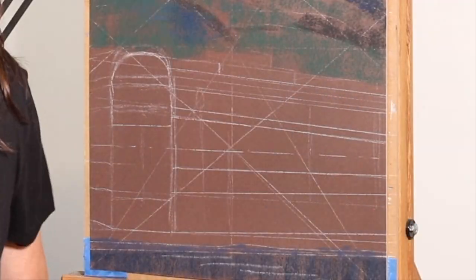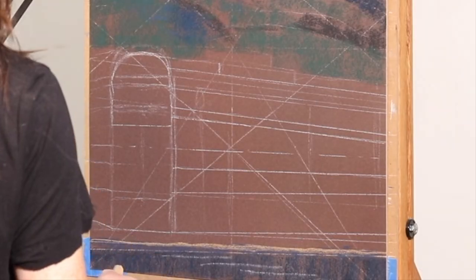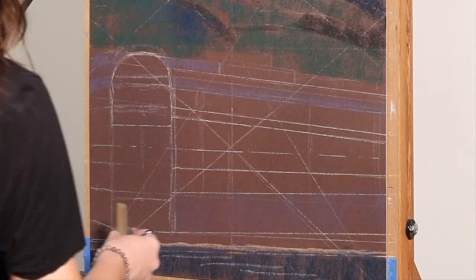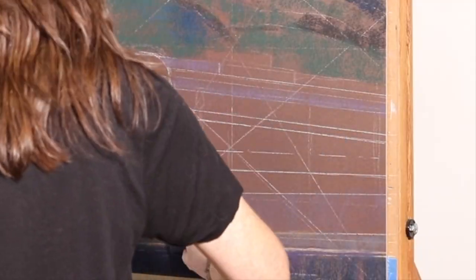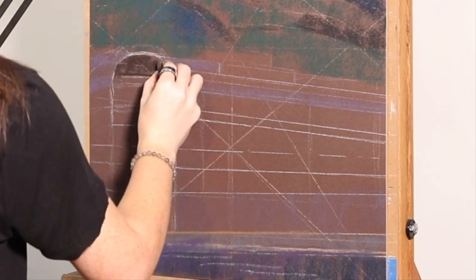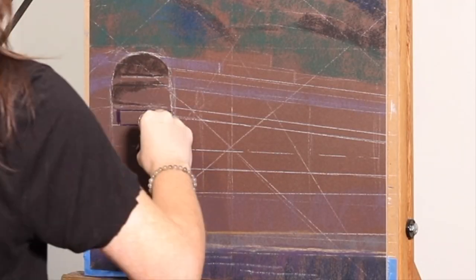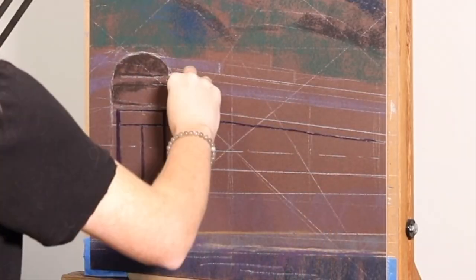Now for my favorite part, I begin to fill in the color of the building in the foreground. And using those perspective lines, I begin to sketch in the lines and angles of the building.